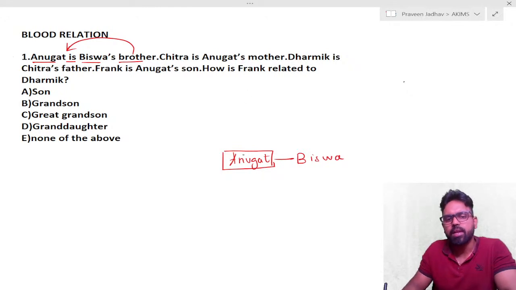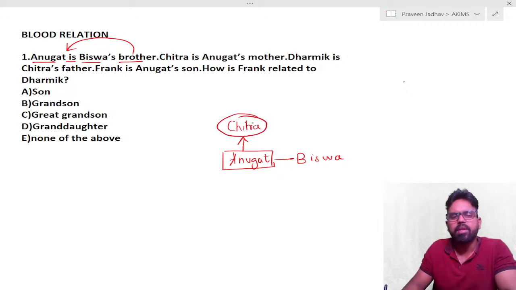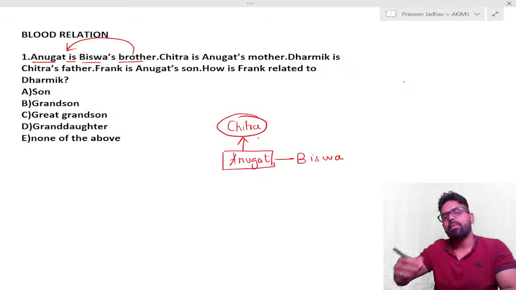Chitra is Anugat's mother. Anugat's mother is who? Chitra. Since she is a mother, can I put her in a circle? Yeah, Ganga has given us an answer. Ganga, do not focus on the answer there. Rather, focus on the method that I'm using to solve it, the way that I'm drawing the flowchart.